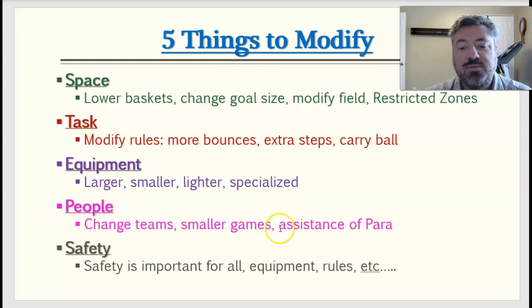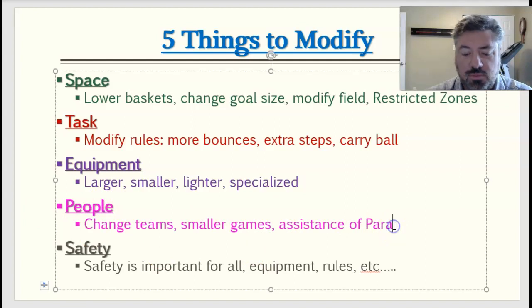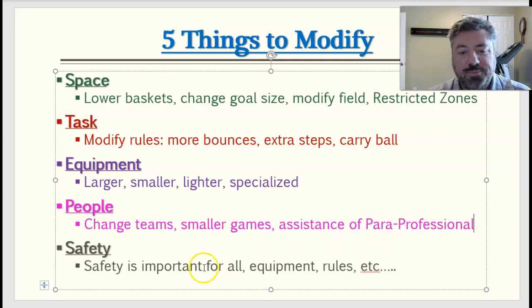Also modifying the people might be adding in that paraprofessional or that class within a class teacher. So that would be having the assistance of somebody. The paraprofessional might even be a buddy if you're thinking about the Special Olympics system, a more advanced performer or older performer that's serving as a tutor during the game.